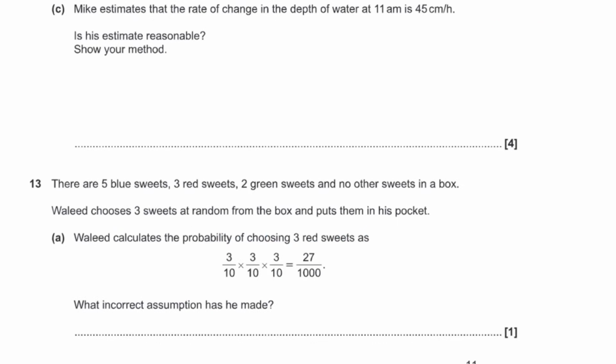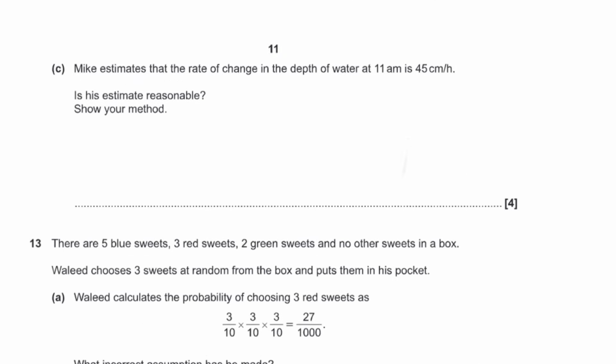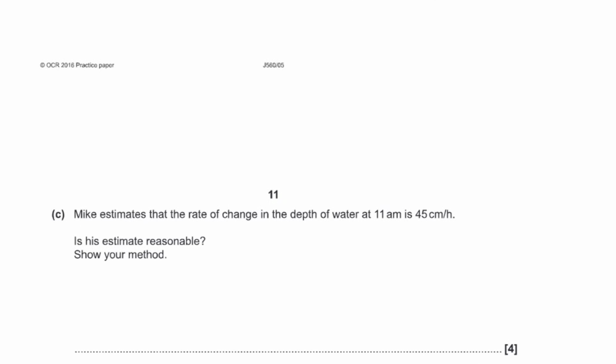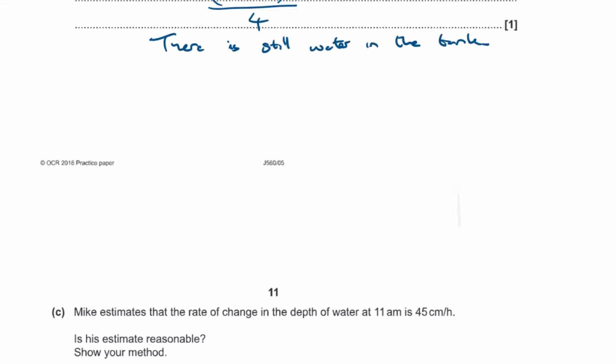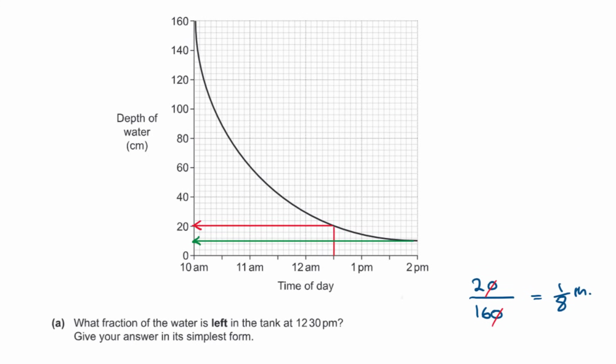Question C, Mike estimates that the rate of change of the depth of the water at 11 a.m. is 45 centimeters per hour. Is his estimate reasonable? Show your method. Okay, now rate of change of a graph is the same thing as its gradient, but we've got a sloping graph here. It's not a straight line, so its gradient is going to be changing constantly. So at 11 o'clock, 11 a.m., at this point here, let's just draw the point on that we're talking about, this point here. What is the gradient of the line at that point?